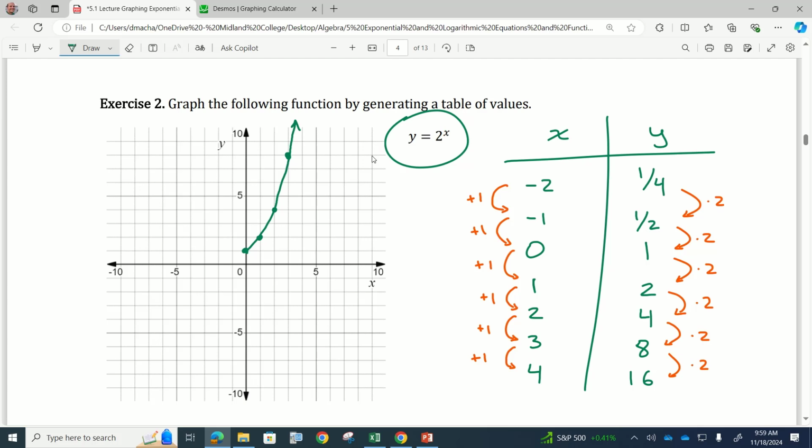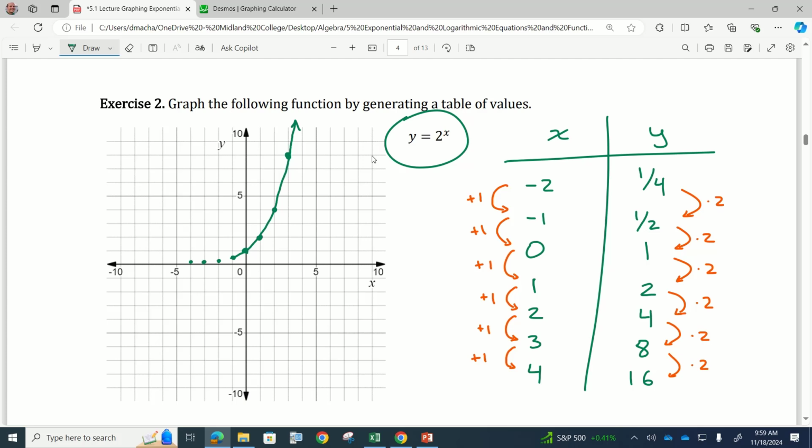On the other side, when x is negative 1, y would be 1/2, and when x is equal to negative 2, y would be 1/4. When x is equal to negative 3, y would be 1/8, and when x is equal to negative 4, y would be 1/16.